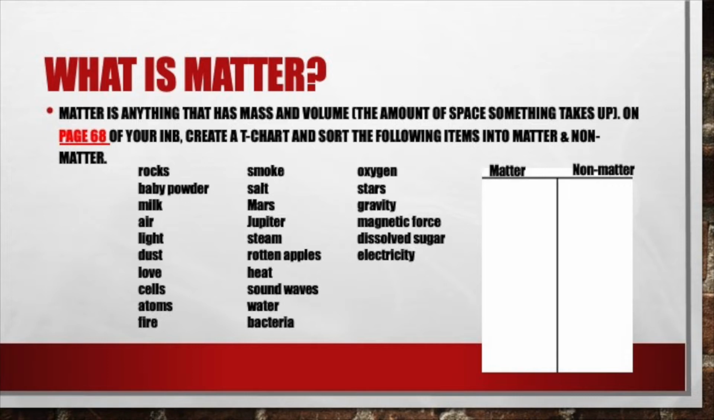So what is matter? Matter is anything that has mass and volume. Volume means the amount of space something takes up. So on page 68 of your notebook, you're going to create a T-chart and sort these items into matter and non-matter. And we'll check over those tomorrow.